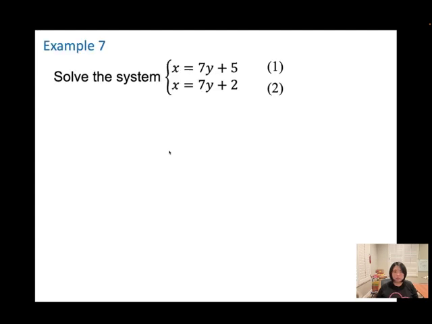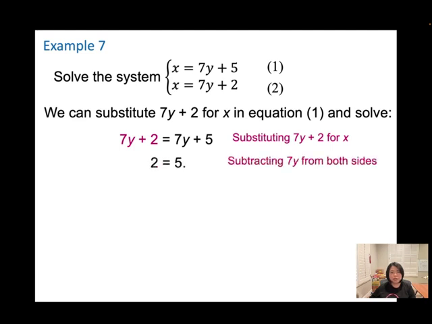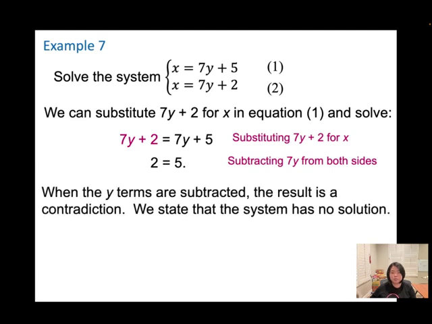Okay, another one. Both of them have the x here. So we could use the substitution, make equation 1 equal to equation 2. Okay, simplify. Combine the x terms. You're going to get 2 equal to 5. And this is a false statement, right? 2 is not equal to 5. When we get a false statement, that means the system has no solution.